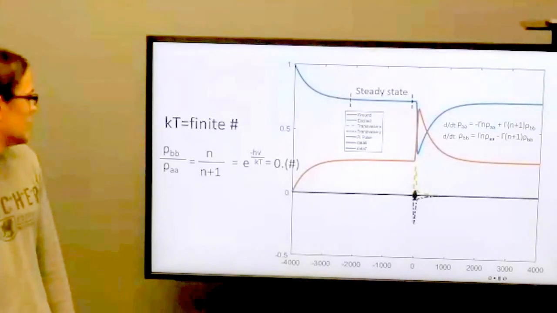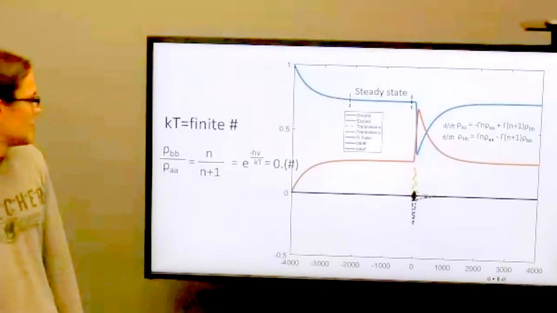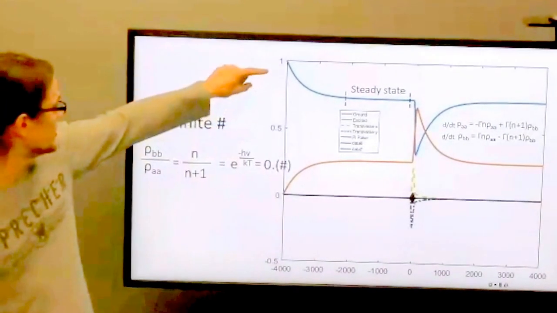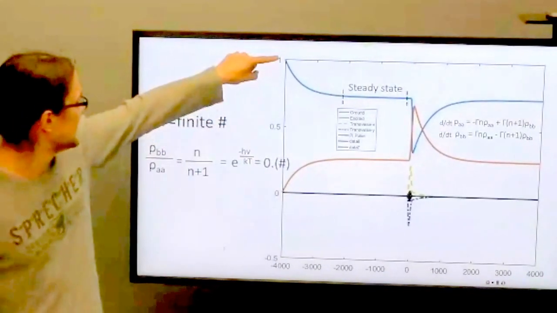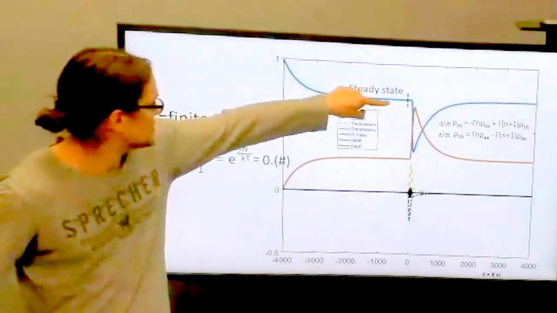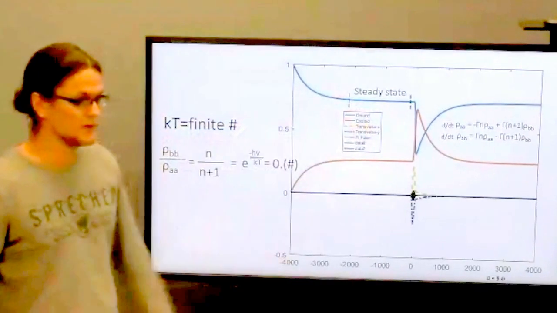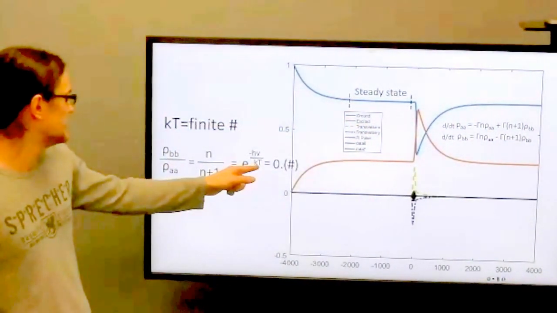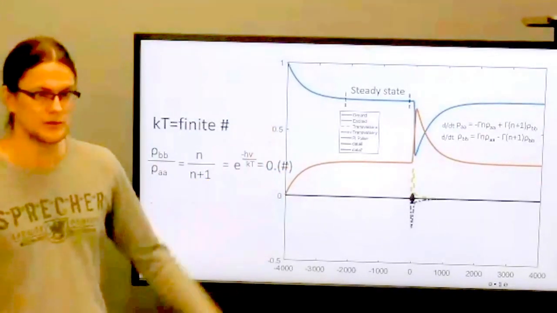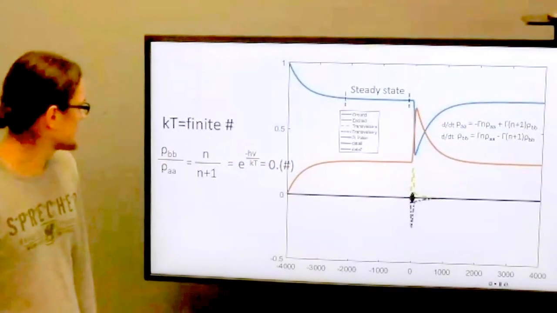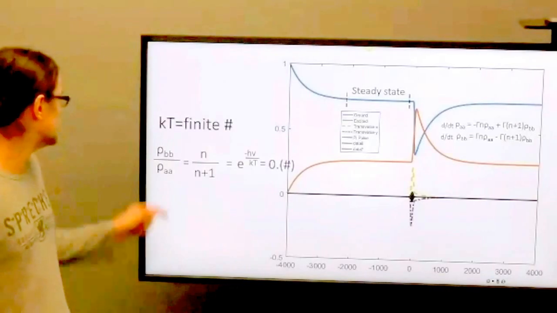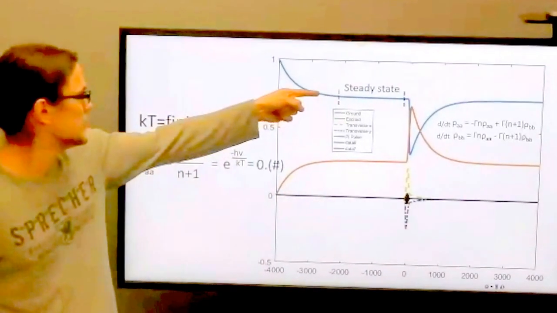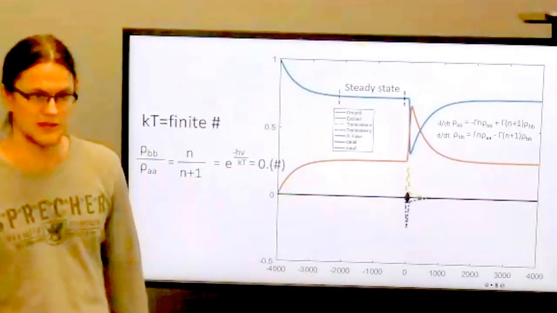And then if we have a finite temperature, and our initial condition is fully populated in the ground state, it will eventually equilibrate to a steady state, which defines equilibrium for this case. And if we just put a finite number in for our kT, we'll get some number between 0 and 1. So our equilibrium state will be some proportion like 80% in the ground state and 20% in the excited state.